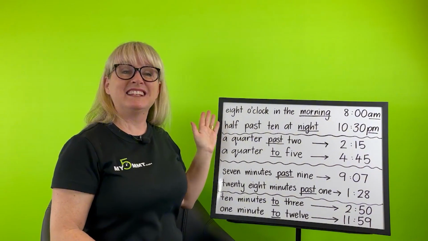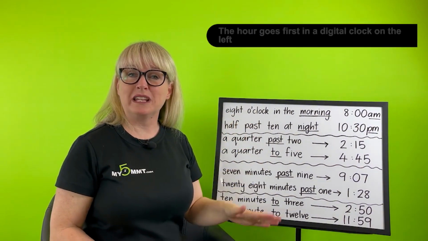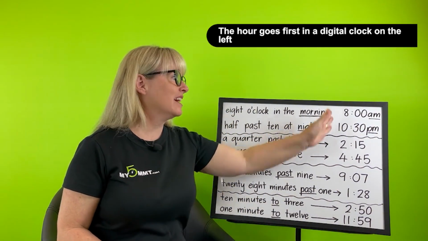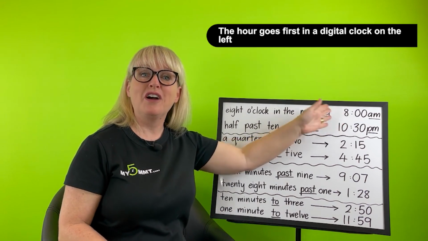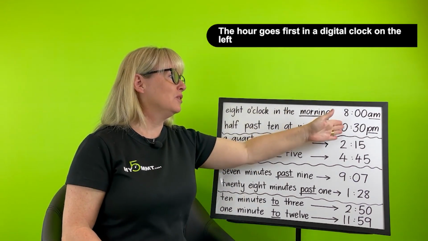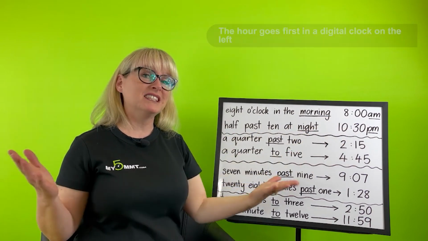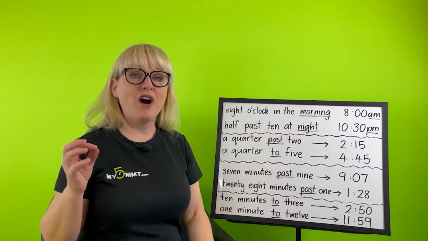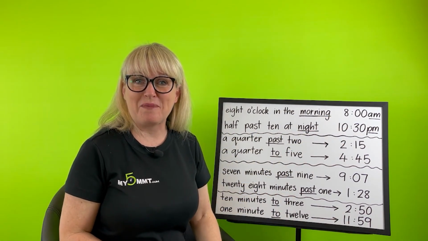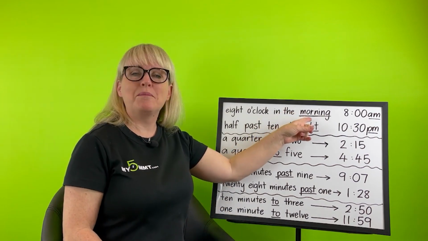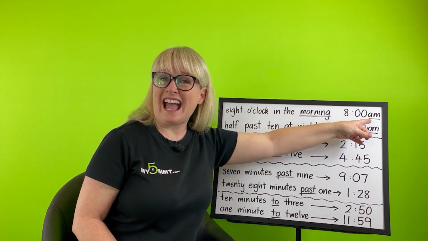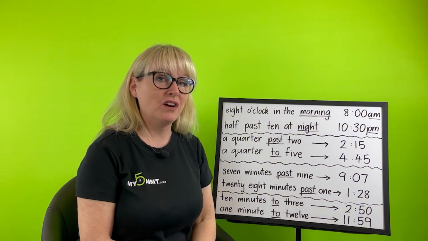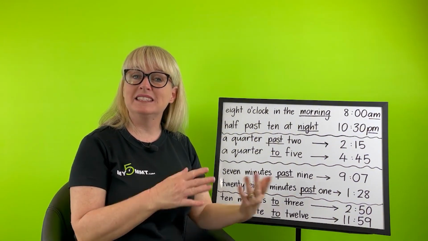We read here that it says 8 o'clock in the morning. Well, 8 is the hour, and that goes first in a digital clock on the left. Then the colon, and we've got 00 because it said 8 o'clock. O'clock means no minutes have gone past. You can see that I put morning and I've put AM because in a digital clock we can say AM is in the morning.